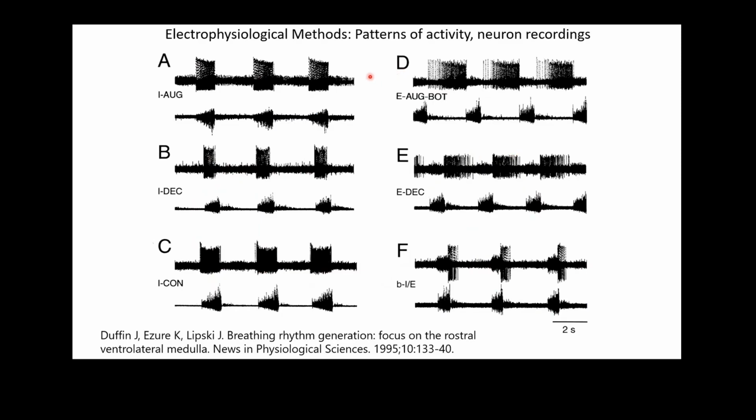And here are the patterns of activity that we put into our little review here. Kazuhisa Azuma and Janusz Lipski and I got together at a conference and decided we would put all of these in. So here's the inspiratory augmenting pattern that we call IAUG. It occurs during the phrenic ramp, with the phrenic shown here. Here is a decrementing inspiratory neuron that fires during inspiration. So it's inspiration and it's decrementing. You can see the bursting pattern falls, the frequency of firing falls off as the inspiration proceeds.